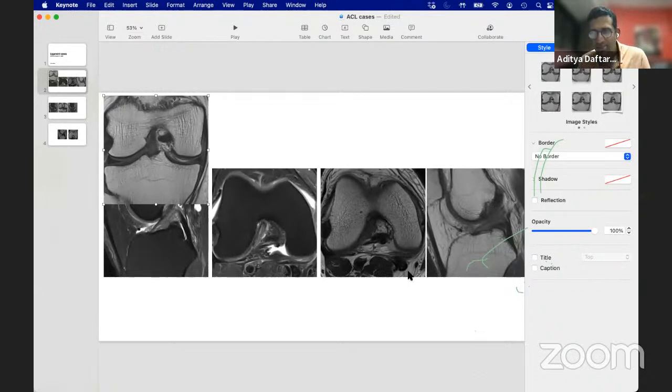There's a question here that talks about measuring the size of the ACL femoral attachment and axial when diagnosing mucoid degeneration. I don't find it useful. I do not.